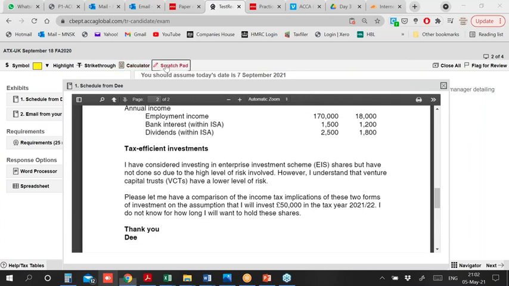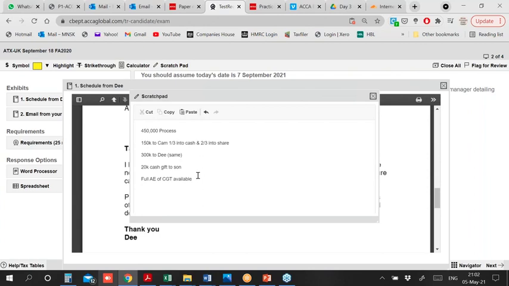So before reading that, let me go to the scratch pad and write here that D, 45% taxpayer, CAM, 20% taxpayer. So it will become easier for me to process that lot of information.